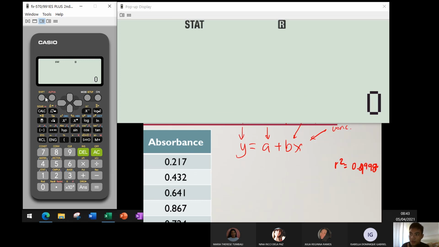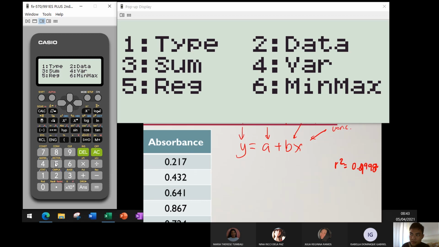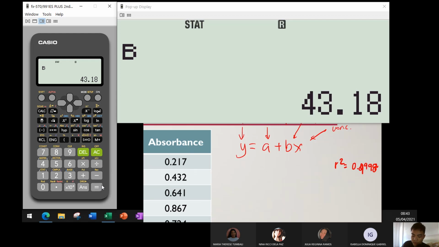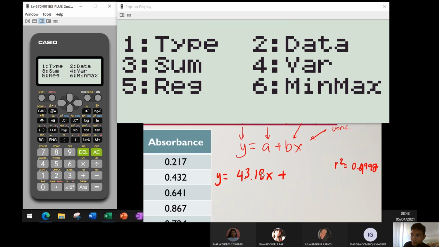Then you press cancel uli, shift, then balik ka uli sa stat, regression. Now, gawa ka ng equation of the line. So, let's find B. Ito yung value ng B. So, y is equals to 43.18x plus the intercept. Okay. So, yun yung B natin, di ba? Bx. So, ito yung slope of the line, 43.18. And how about the intercept, which is the A?